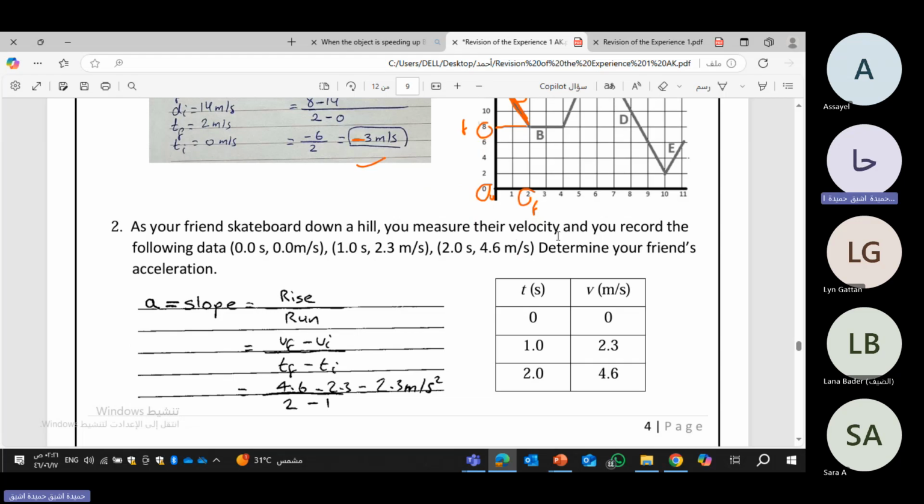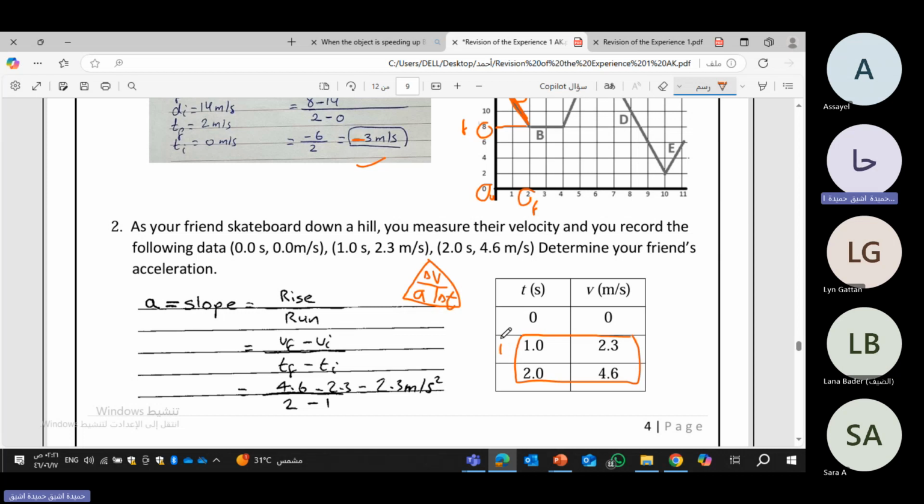Okay, guys, here you have to determine acceleration. Here also you have to memorize the rule. What's the rule of acceleration? A equals delta V over delta T. So what is delta V and delta T? You can take 2 points. For example, I'm going to take these 2 points.